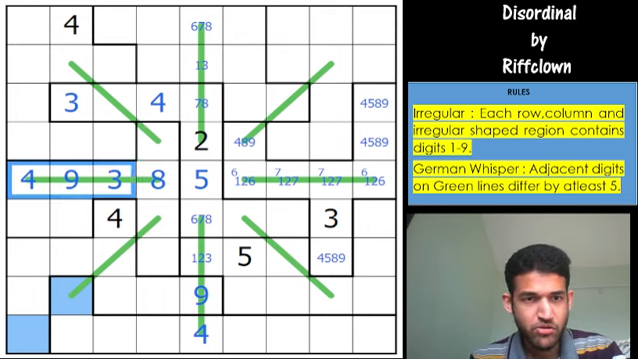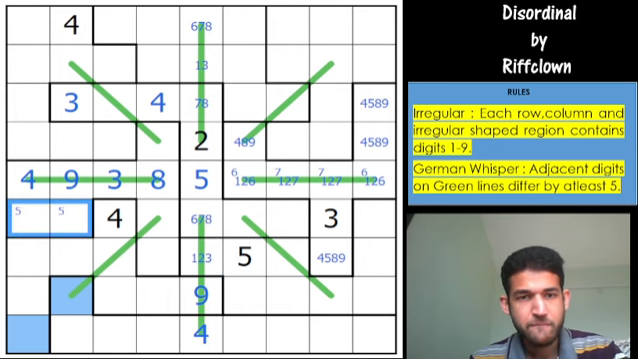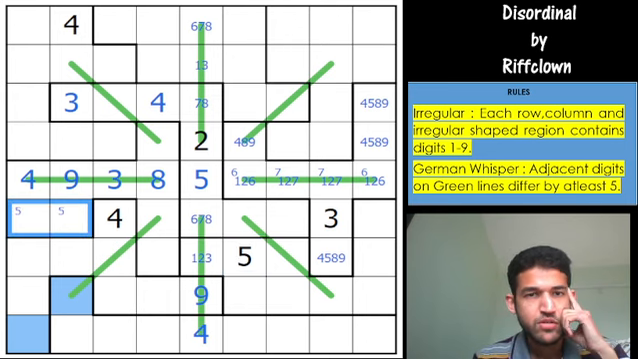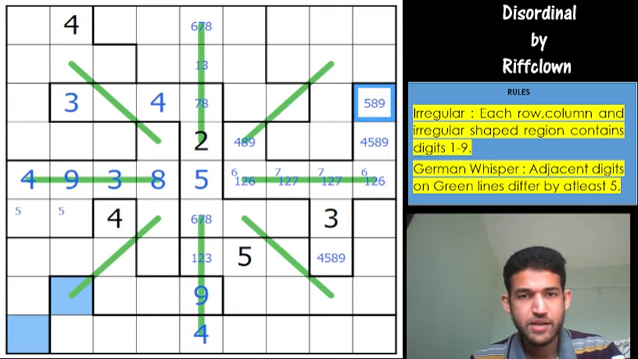Okay, where does the 5 go in this region? 5 can't be on a German whisper line, can't be here, cannot be here by using classic rules. That gives a 5 here. 4 removes the 4 from this cell.